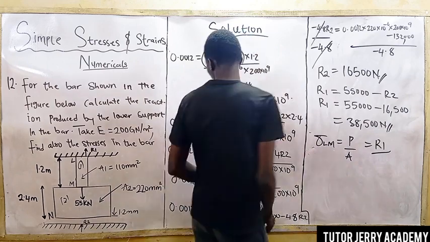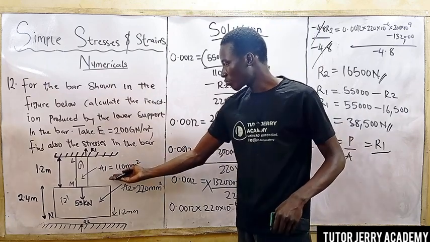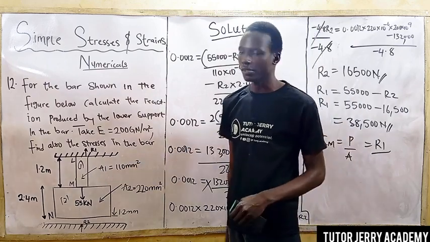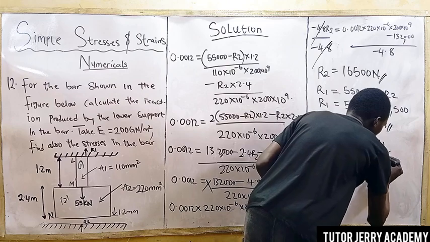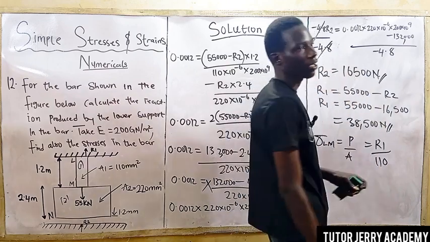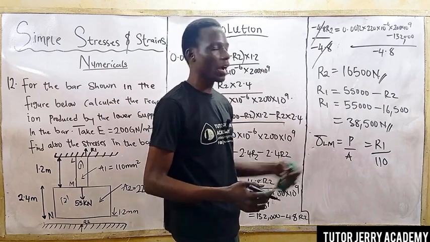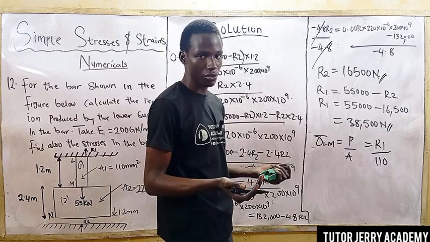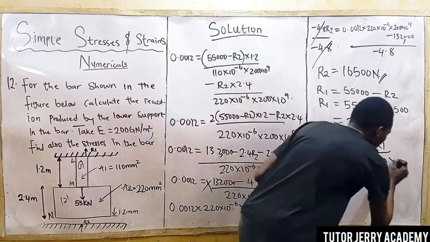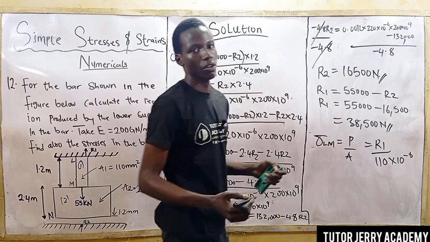Our A now, how do we get our area? Of course, it has been given to us as 110 millimeters squared. But we want our answers in meters, so we are going to be dividing 110 by 1 million, which is the same thing as multiplying by 10 to the power of minus 6.